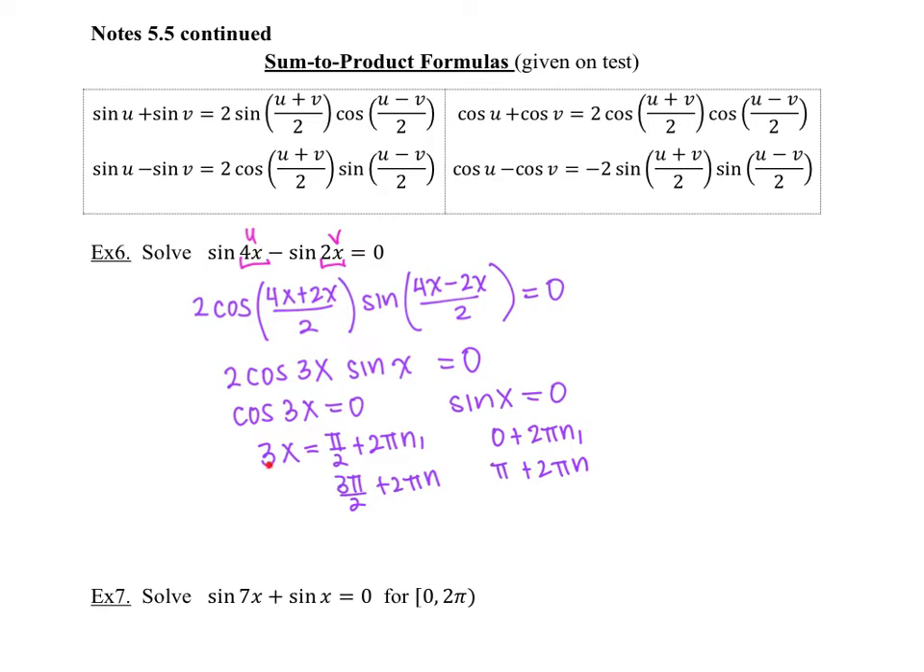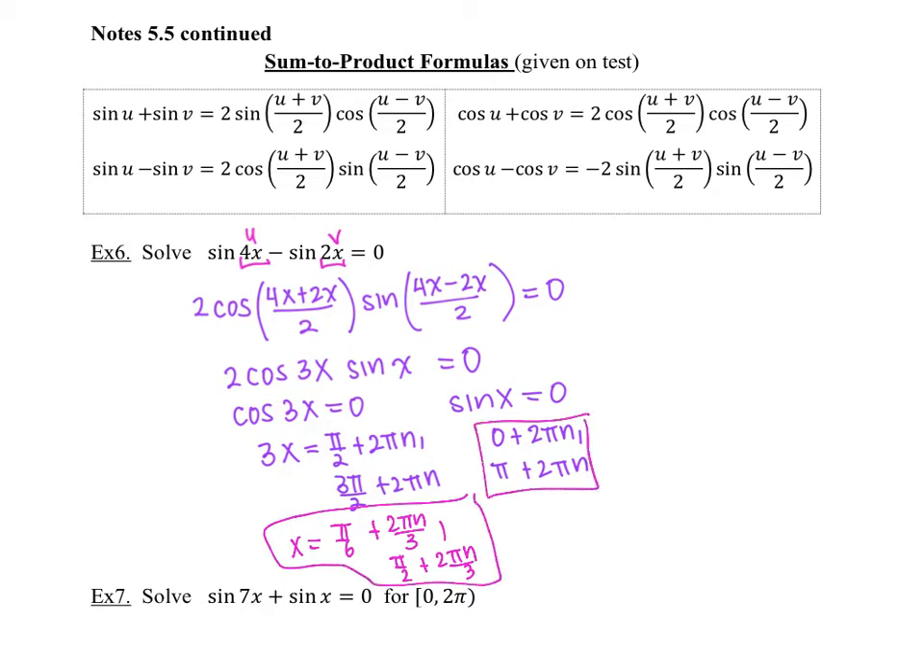Because this was 3x equals these quantities, I need to multiply everything by 1/3, which is going to take my equation down to x equals pi over 6 plus 2 pi n over 3, and 3 pi over 6, which is pi over 2, plus 2 pi n over 3. And then I also have those two answers over there. So one way to write it would be to list all 4 of these answers. I'm going to write it a slightly shorter way as well.